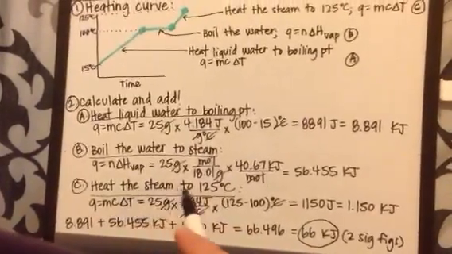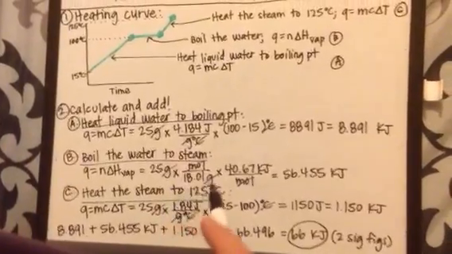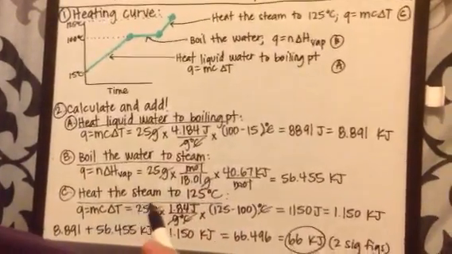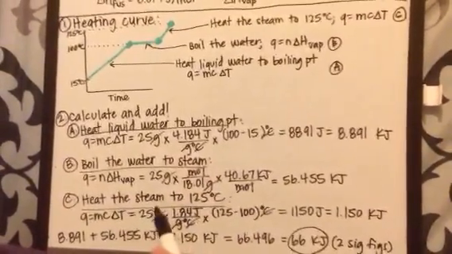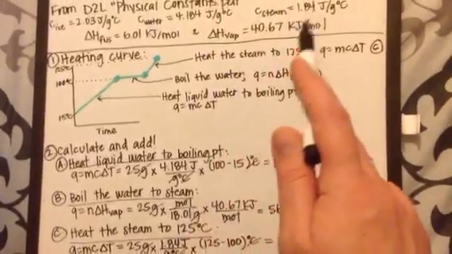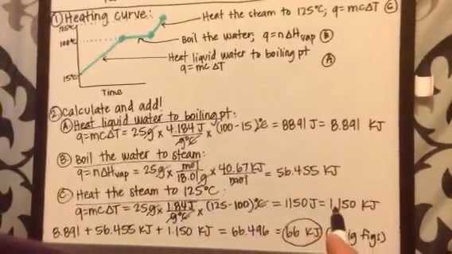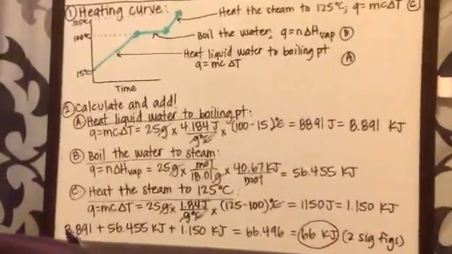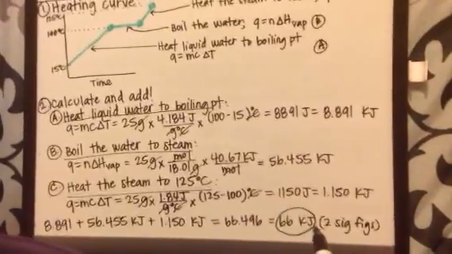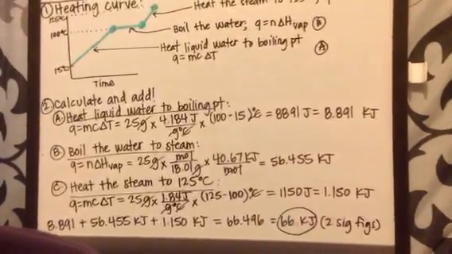And then we're going to heat that steam from 100 degrees to 125 degrees using Q equals mc delta T. And because it's steam, we're now using the heat capacity of steam. So that gives me 1.15. So when we add those three values and round to two significant figures, we get 66 kilojoules.